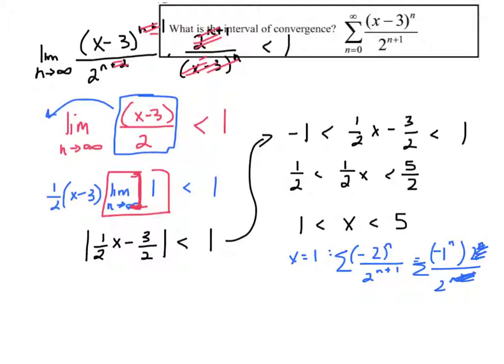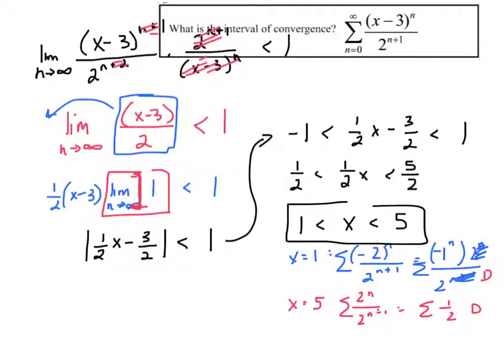The other one I need to check is x equals 5, and in that case I get 2 to the n on top, 2 to the n plus 1 on the bottom. Well, that just reduces to 1/2, so these both diverge. So this is the interval of convergence. Remember, check the endpoints every time just to be sure.